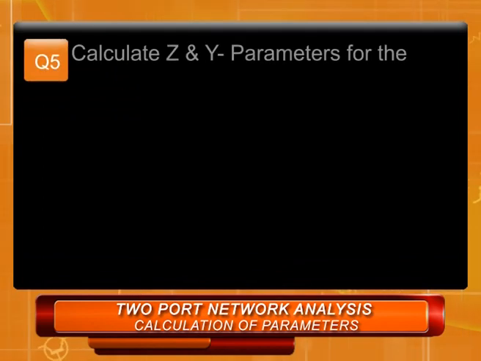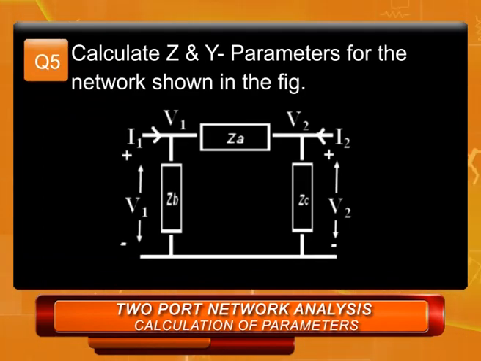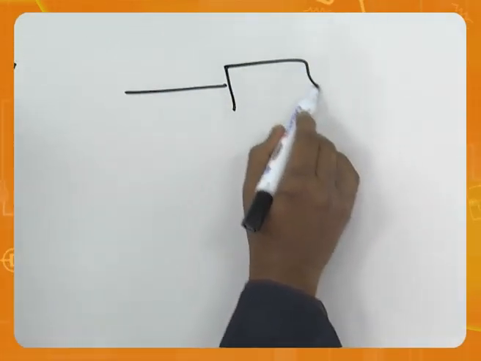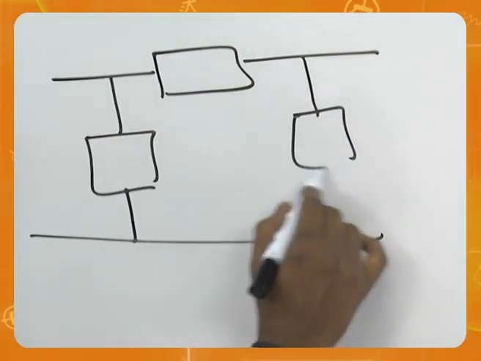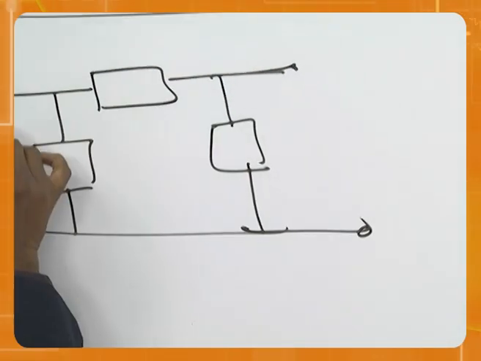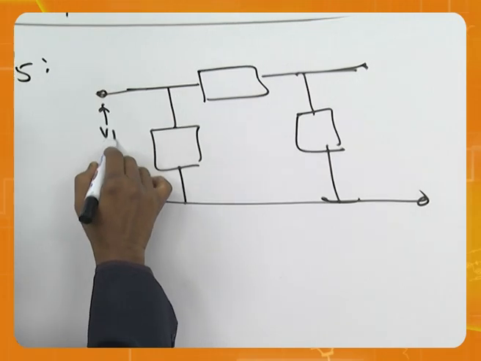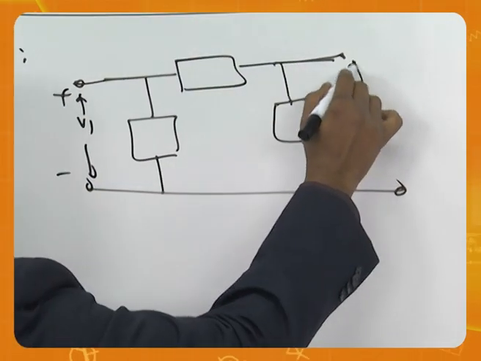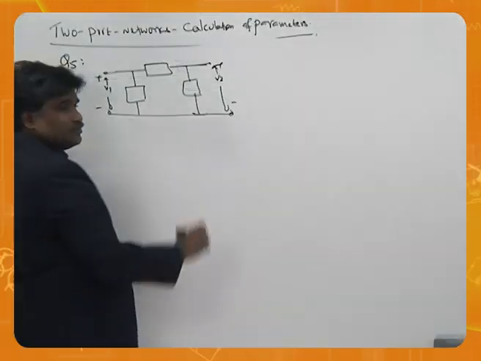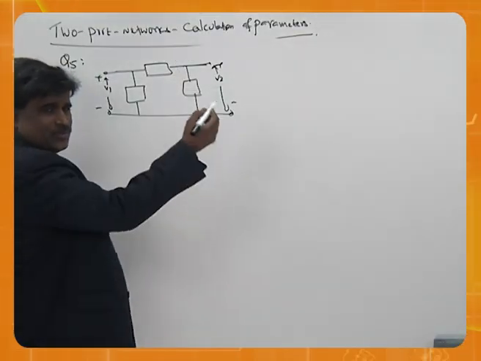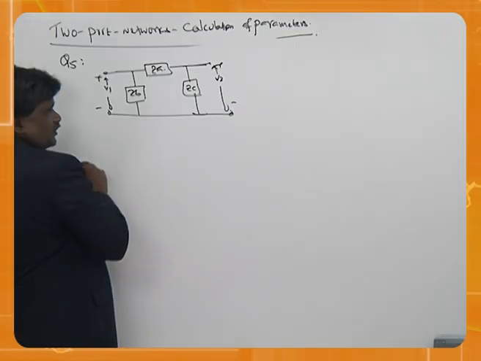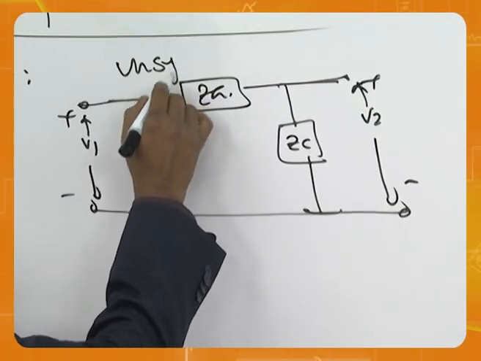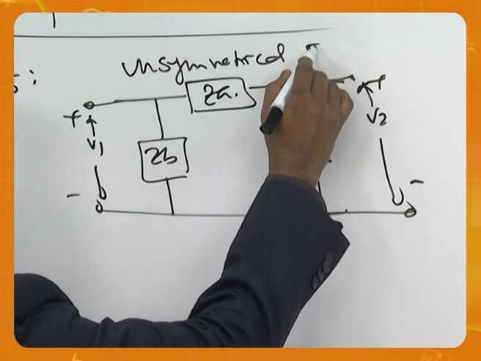Question number 5. Calculate Y and Z parameters for the network shown. Let us see the network. The network is like this. What do we call this network? We call it a pi network. It's a pi network here. Call it ZA, ZB, ZC. This is also what I call an unsymmetrical pi network.